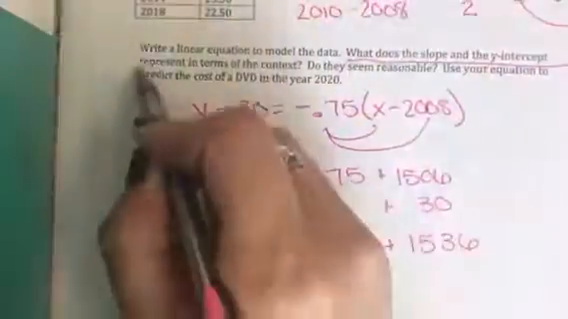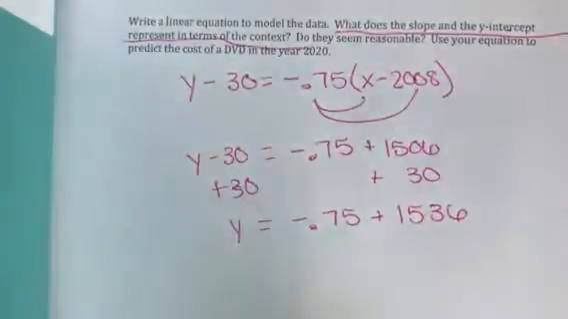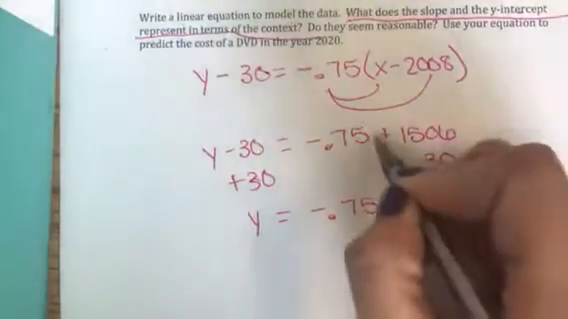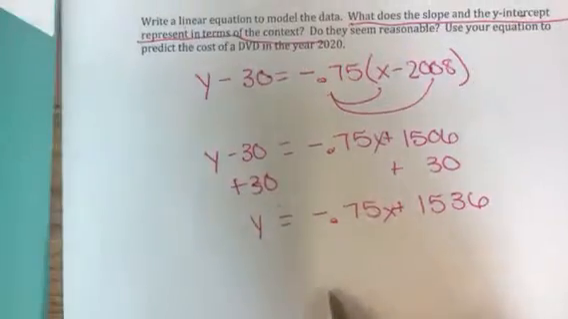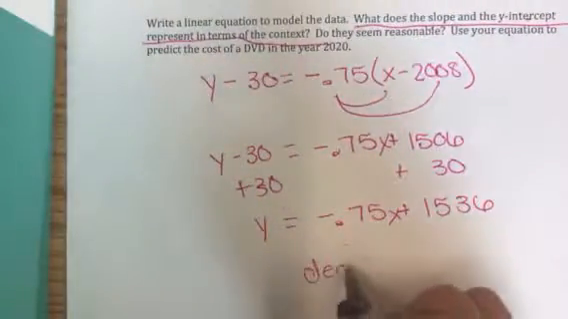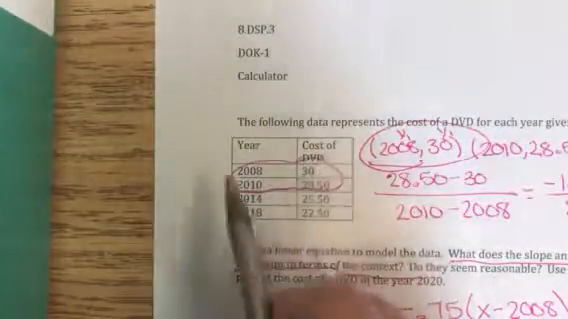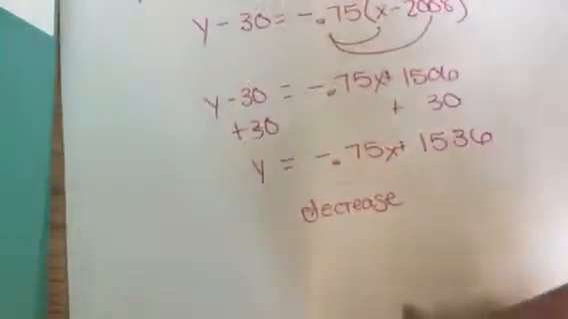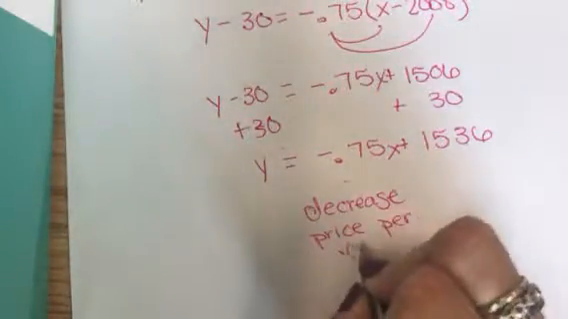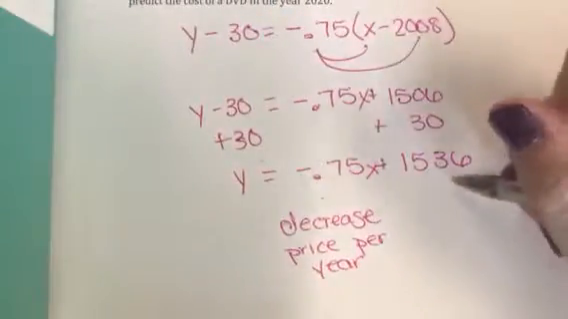Okay, it's then asking us, what do the slope and the y-intercept represent in context? Oops, I forgot my x here, guys. It's good. Okay, so because this is negative, this represents the decrease. Again, we're doing y per x, so the cost of DVDs per year, so the decrease in the price per year. So we would say on average, it's decreasing about 75 cents per year.